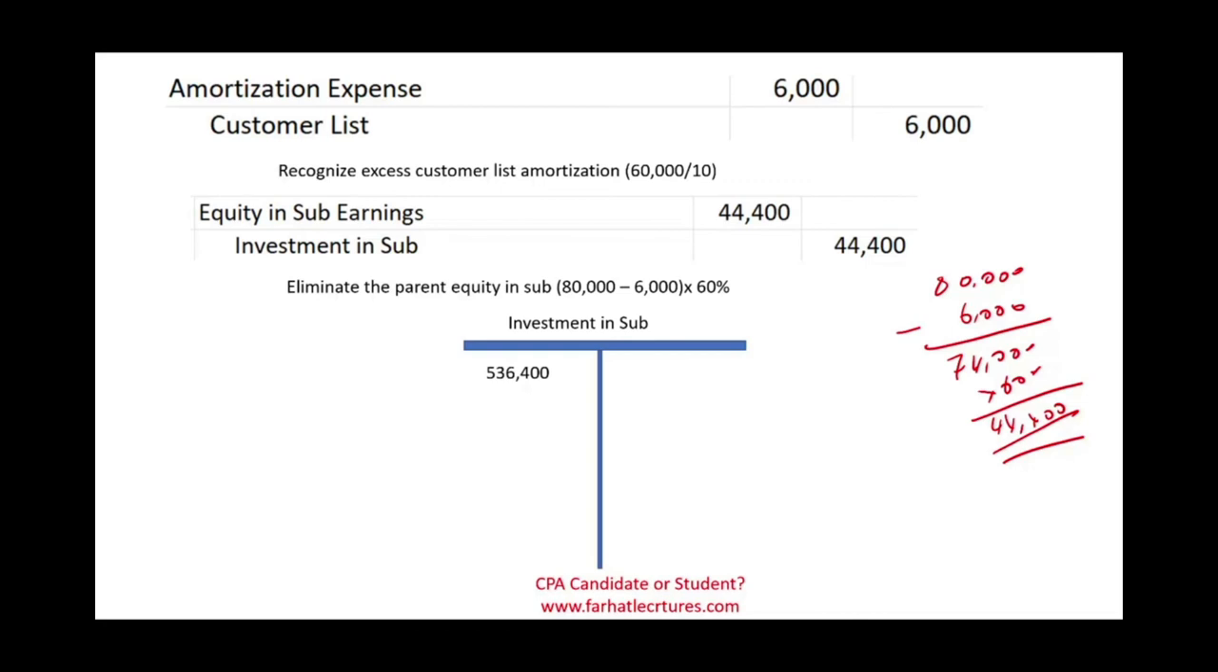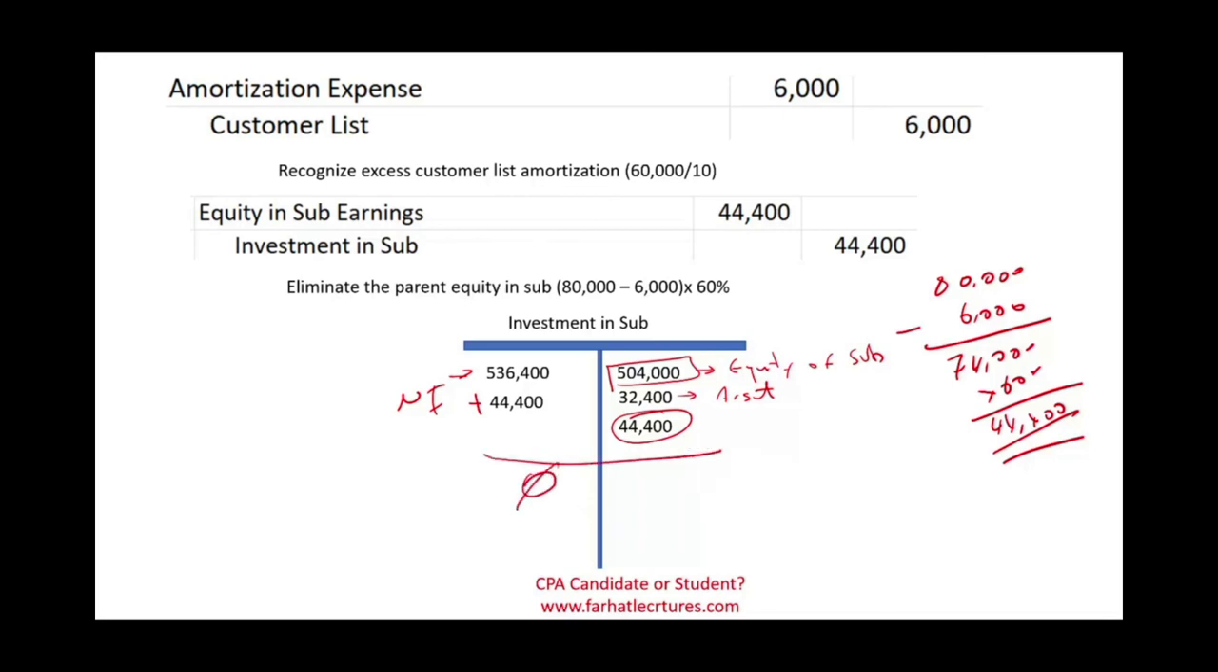Let's go back and go through the investment in the sub account. Remember, the balance was 536,400 as of 1/1/20X1. Then we added net income of 44,400. Remember, the company had net income of 44,400. This is net income for 20X1. Then during the consolidation, we credited the account 504 against the equity of sub. Again, this is on the prior slide. And we credited the account 32,400 when we added that new asset, the customer list. Then we have to remove the investment in sub against the earnings, which is 44,400. If you add those up, the investment will go away.